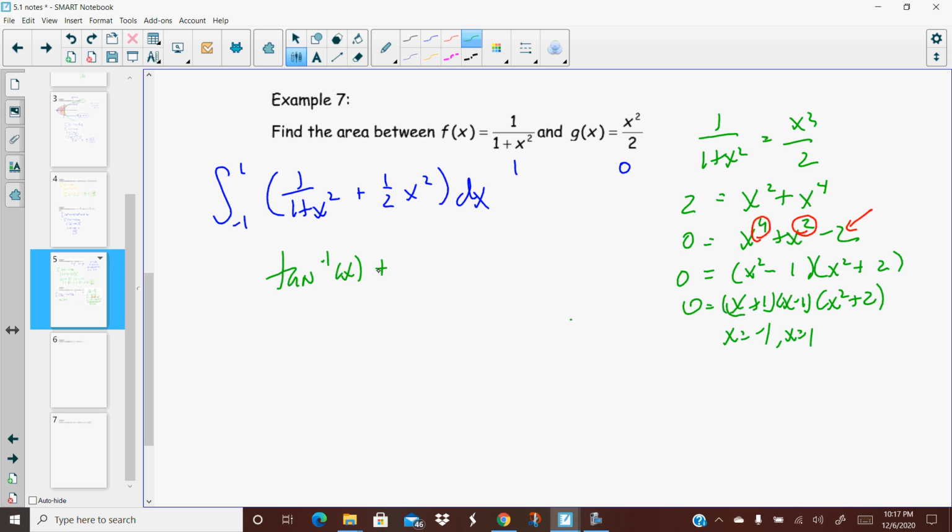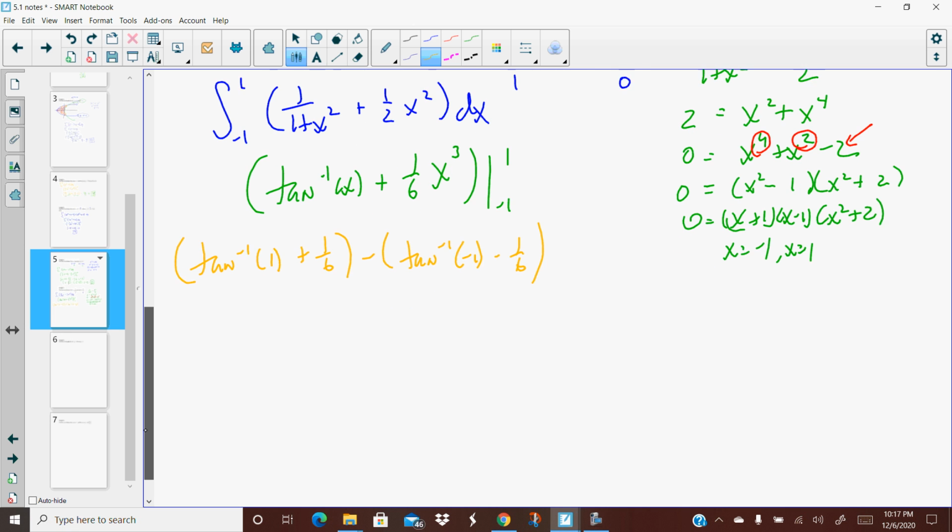Second part is pretty standard. That's just going to be x cubed. Remember that dividing by 3 is multiplying by its reciprocal 1/3, so a half times a third is a sixth. And then we will evaluate from negative 1 to 1. All right, so we get the inverse tangent of 1 plus 1/6 minus the inverse tangent of negative 1 minus 1/6.